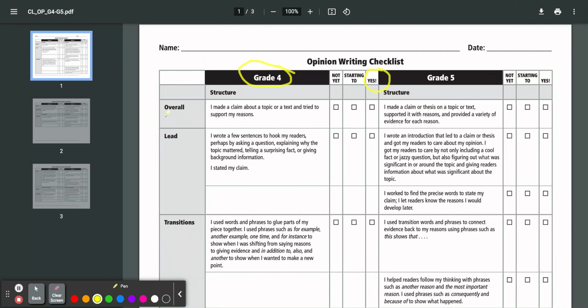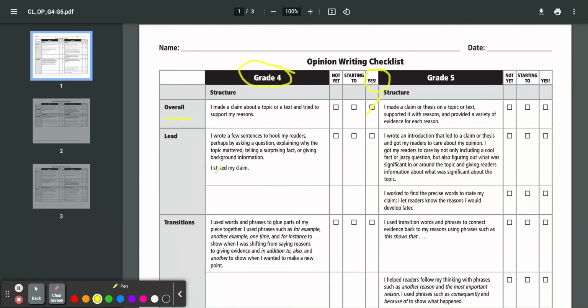All right, the first one says overall. I made a claim about a topic or a text and tried to support my reasons. Did you make a claim or thesis? And did you try to support them? If you did not yet, I would check off not yet. Maybe you're starting to, or maybe yes.